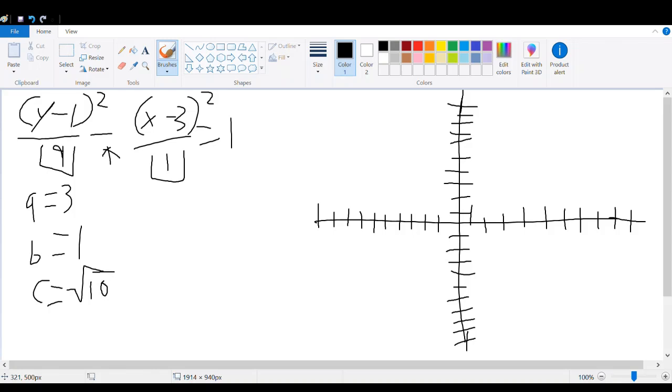And let's see, is there anything else we should identify? Yes, the center. So x minus h, x minus 3, h equals 3, y minus k, y minus 1, k equals 1. So that's (3, 1) for the center. And of course, the hyperbola doesn't actually touch that point, just like with the ellipse if that was the center. So let's just graph this. 1, 2, 3, 1.